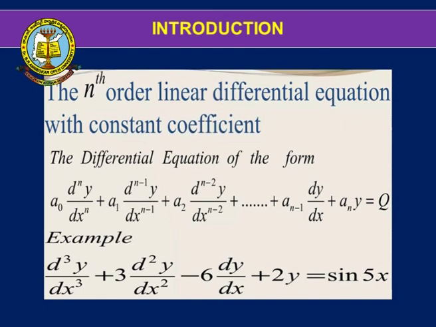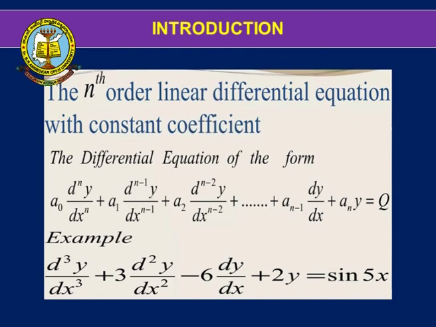3 d^2y/dx^2 minus 6 dy/dx plus 2y, and the right side term is equal to sine 5x. The right side term gives the particular integral; that is, sine 5x with the inverse operator will give the particular integral. The left side term in operator form, f(D) y equal to 0, gives the complementary solution. The complementary solution comes from the left side term and the particular integral from the right side term. Both together are called the general solution.